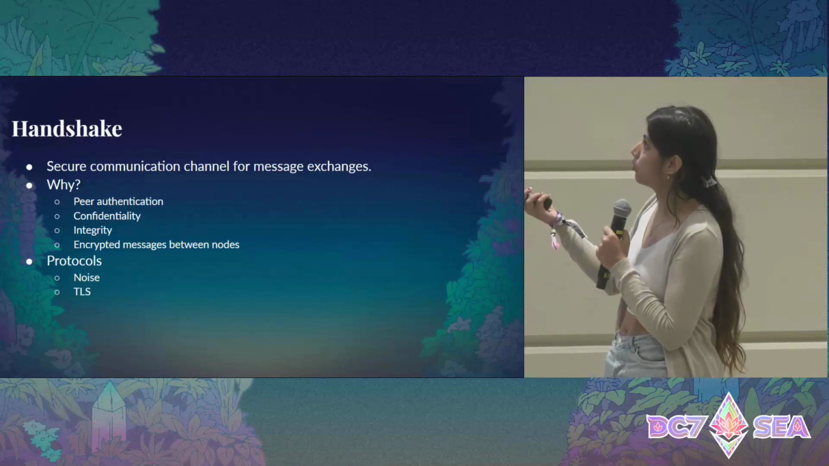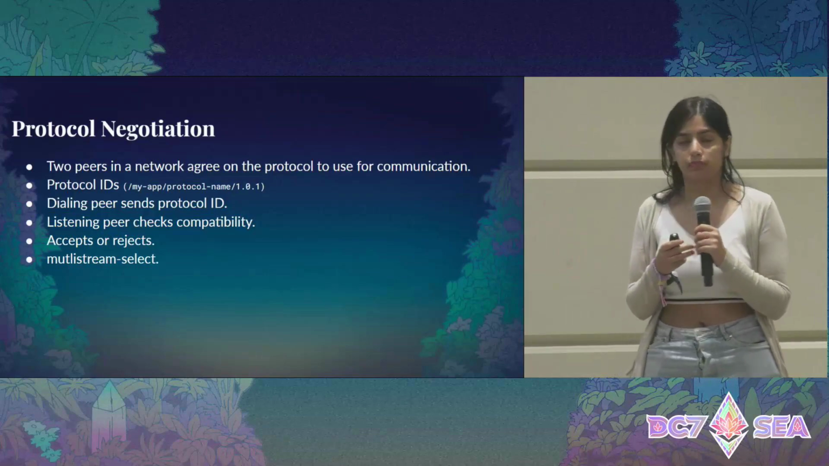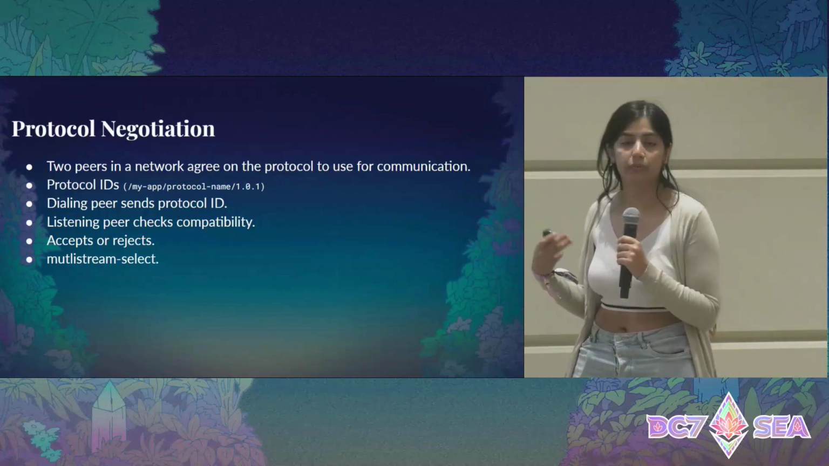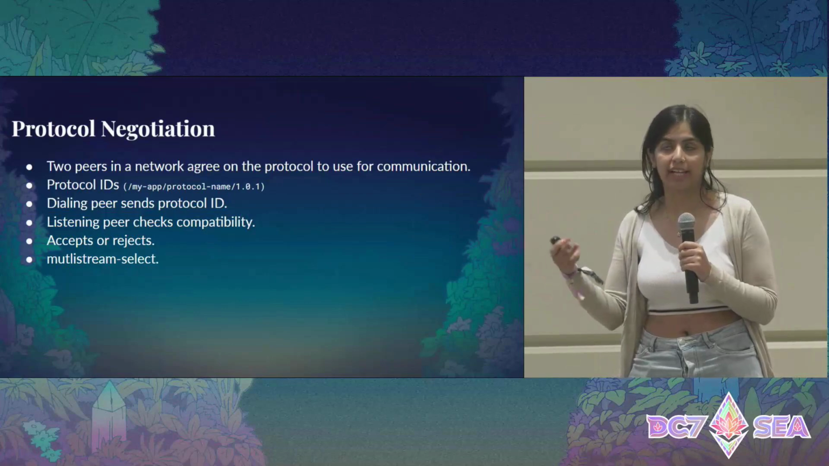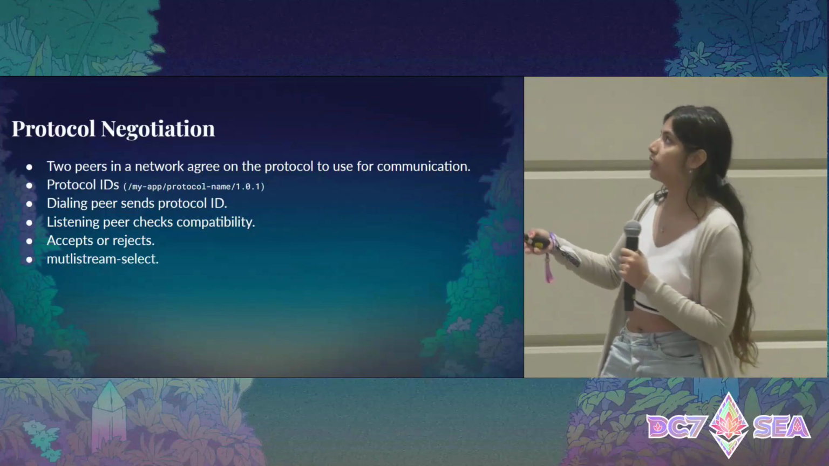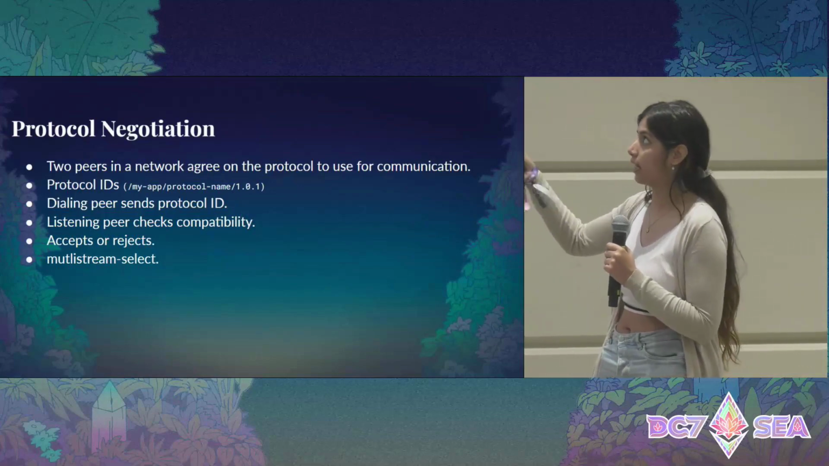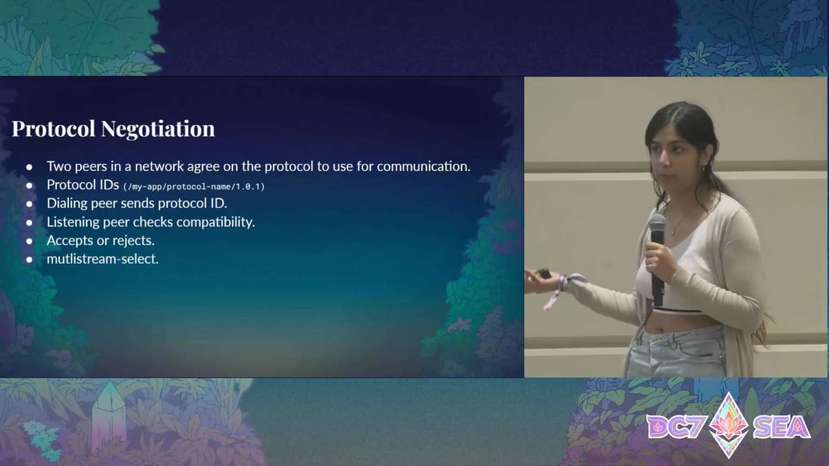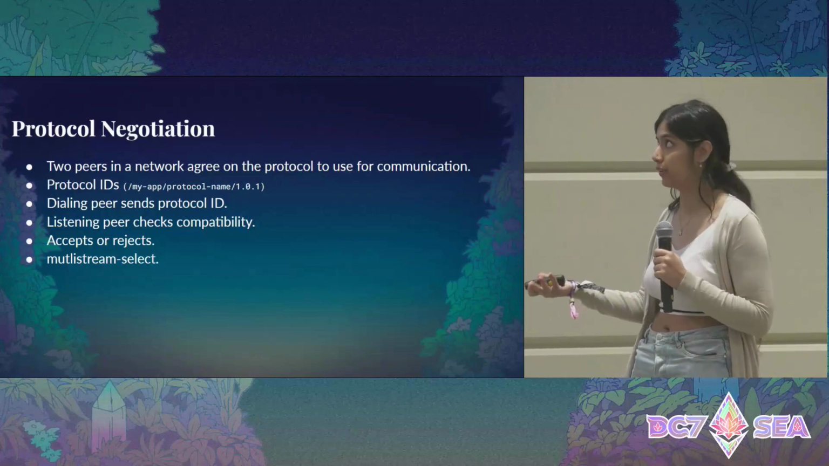Moving on to the next, the protocol negotiation. During the selection of the multistream, there are various multistreams that the client can support, right? So we need to negotiate over one particular stream. That's what the protocol negotiation is for. The negotiation of the protocol happens between the peers when they are trying to have a connection between them.